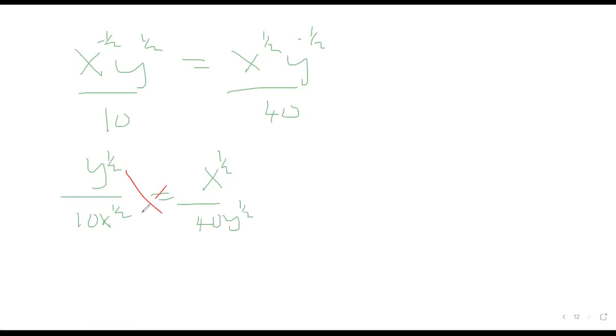So cross multiplying this will give us 10x, because 10 times 1 is 10. X to the power half times x to the power half is x. Then we'll multiply this, which will give us 40y. So x is equivalent to 4y. This is how our partial equation will be. Are we together so far?